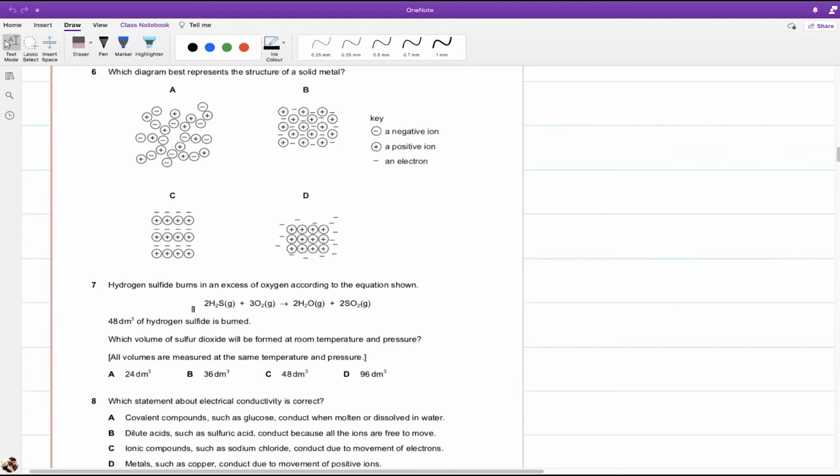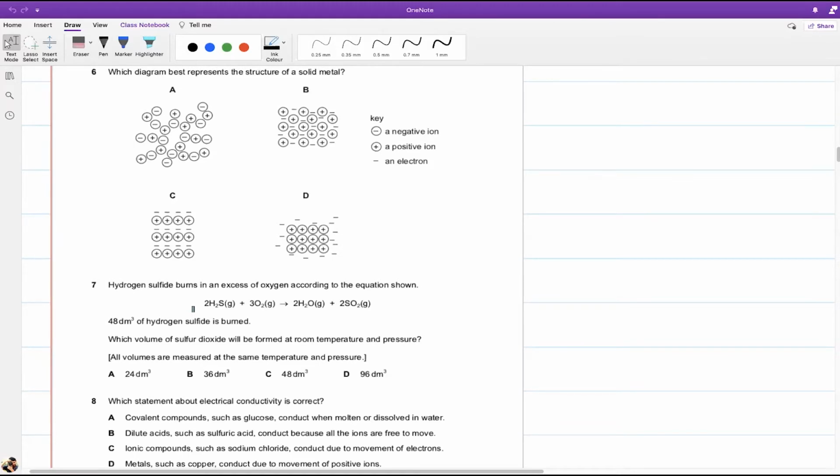Which diagram best represents the structure of a solid metal? What is there in a metal? There are electrons that are not in definite order, and there are protons or cations that are in definite order. So there must be cations in order, and there must be free electrons.